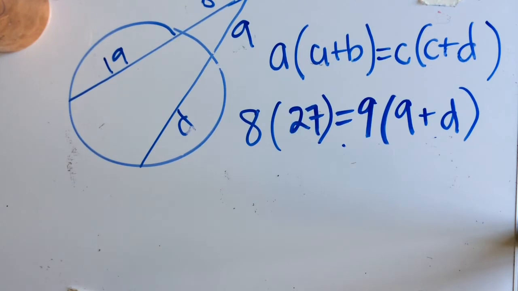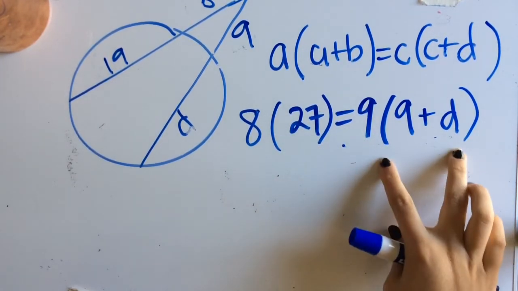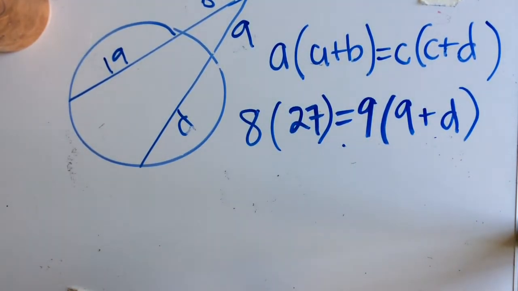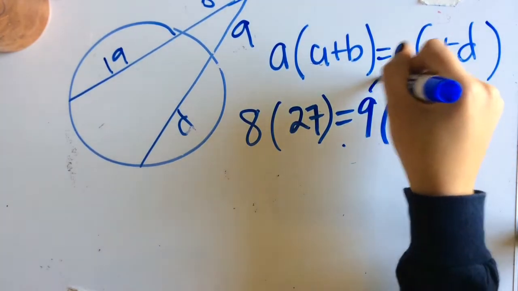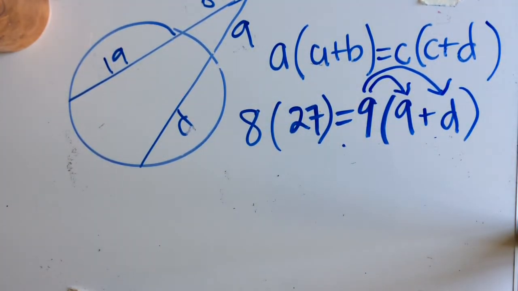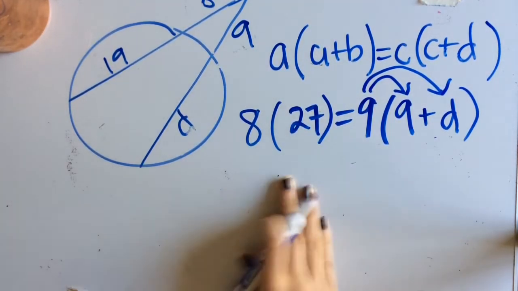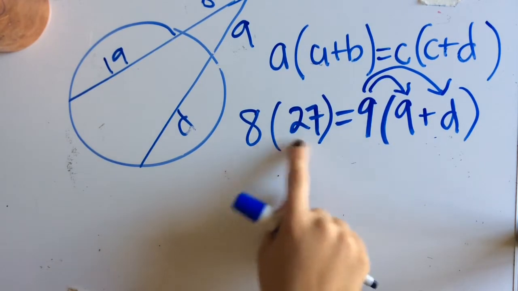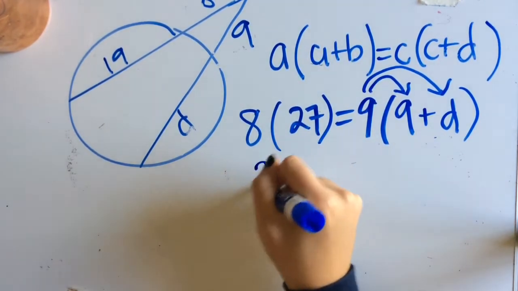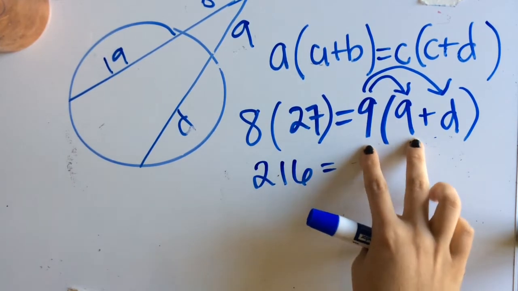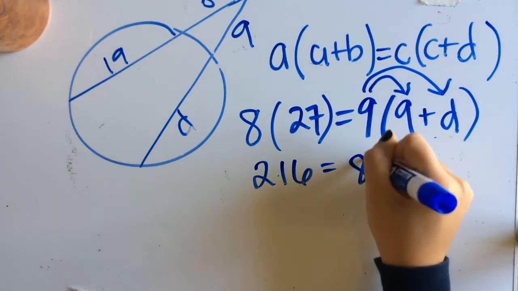Okay, it's kind of hard to see what to do next, but remember, we can't separate anything inside the parentheses first because everything's stuck together. That's what the parentheses tell us. So what I'm going to do is distribute the 9, because I can do that at least to get rid of those parentheses on the outside. Oh, and also I can multiply this so I can solve for that. So 8 times 27 is 216. And I'm going to distribute the 9. 9 times 9 is 81.